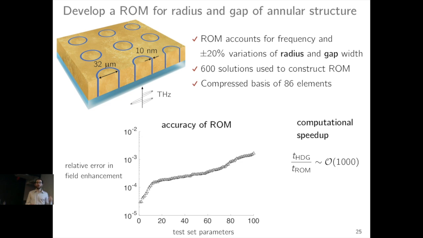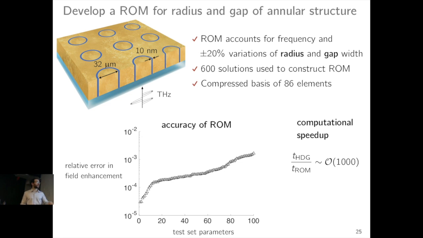The first one is accuracy. Since we still do not have error bounds for our reduced order model, we just evaluate this reduced order model on a test set of random parameters, and we evaluate the relative error in the field enhancement. And as we can see, for the majority of parameters, our relative error is quite low, below 10 to the minus 3, which is generally deemed sufficient for most engineering applications.